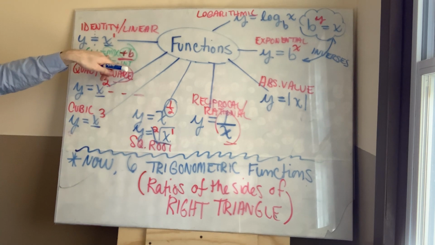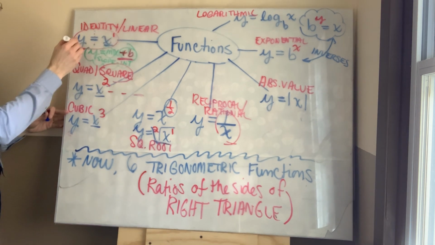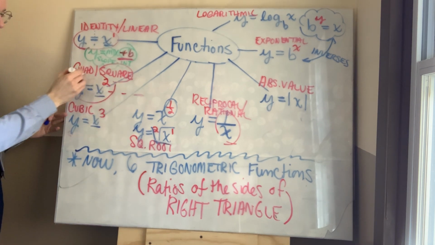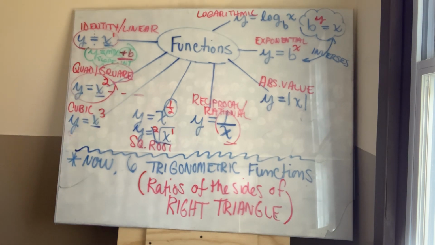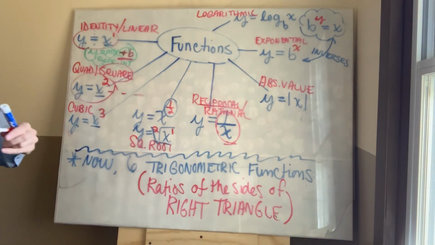And a more interesting slope than just say 1 would be a linear function. Right? Identity is this specific type in the same way that square is this specific type. And reciprocal is this specific type. It's a subcategory, if you will, of each of those.